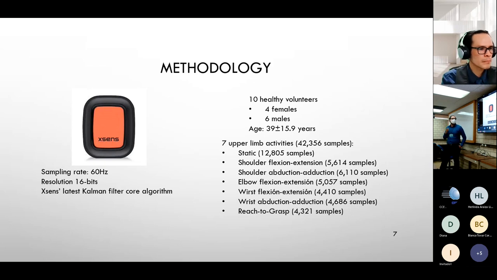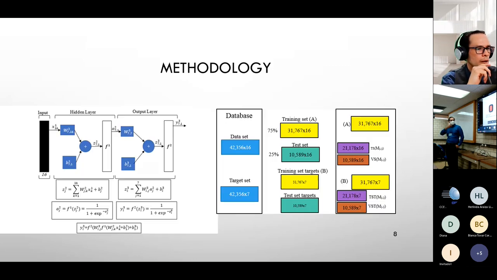For this project, the 10 healthy volunteers, 4 females and 6 males, aged 39 plus or minus 15.9 years, were asked to make 7 different activities: static position, which requires a person to stand in a neutral pose, the shoulder flexion extension, the shoulder abduction, the elbow flexion extension, the wrist flexion extension, wrist abduction, and a movement called reach to grasp, which requires the person to reach to an object placed on a table in front of them to grasp it. The total of samples acquired with this test was 42,356, which were used to feed the artificial neural network.